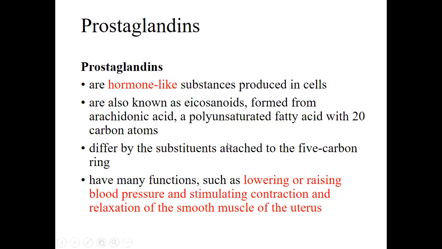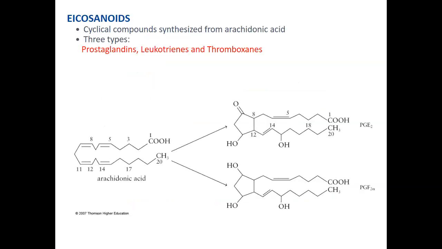So prostaglandins are hormone-like substances that are produced in our cells. We also can see them referred to as eicosanoids, and they are derived again from arachidonic acid, that 20 carbon polyunsaturated fat. How they differ from each other is primarily not here, but here. That 5-membered ring at the far end, that's where they can change. If you look, the chain part, the non-ring part, is the same for both of those molecules. The difference is this one's got a ketone group on it, this one's got 2 alcohol groups on it.